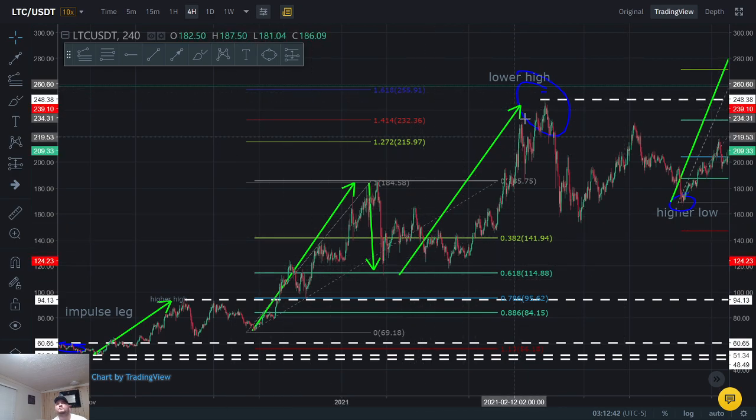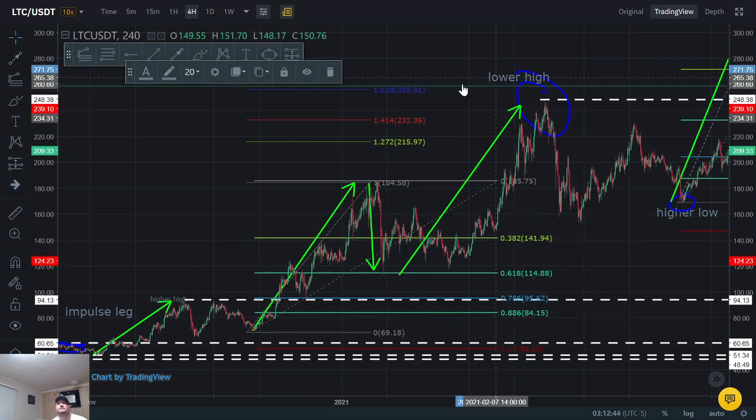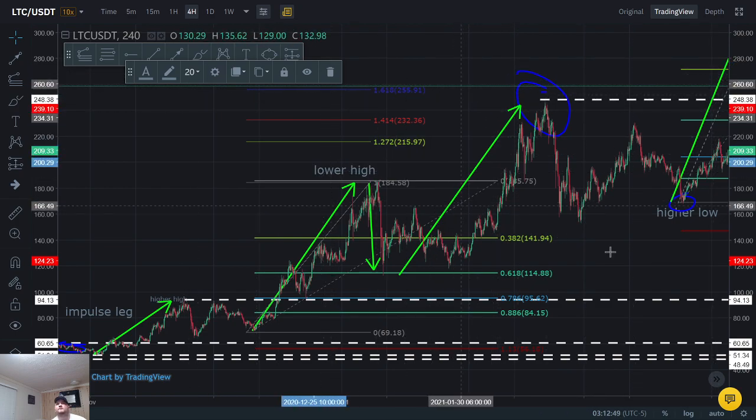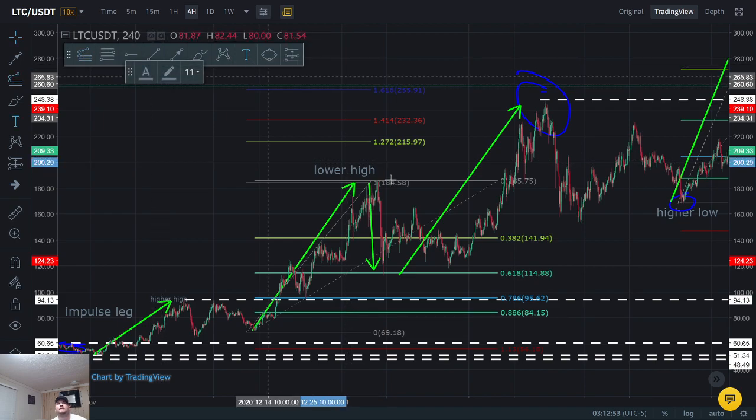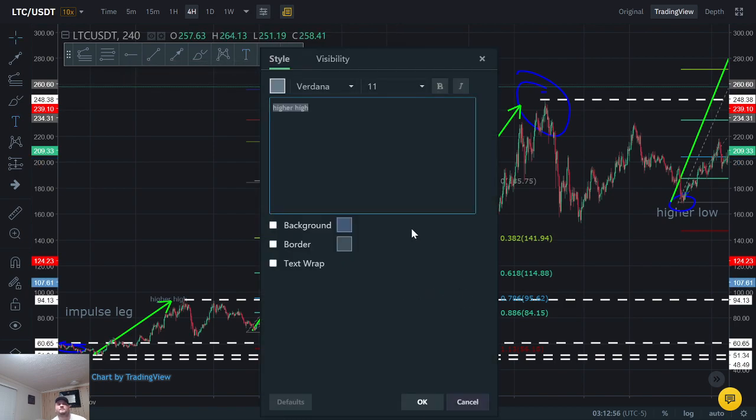And this would be my new higher high. This would be my lower high. Pullback.